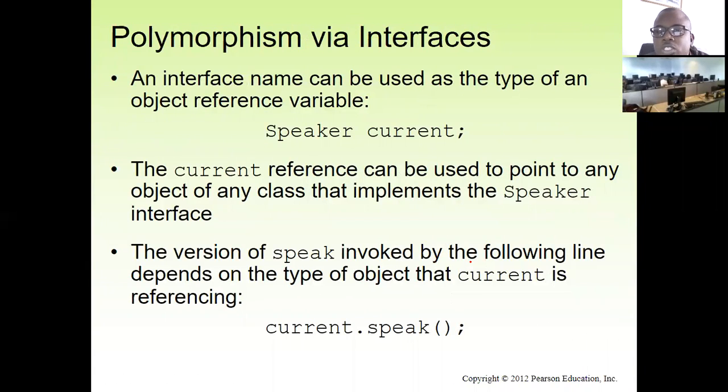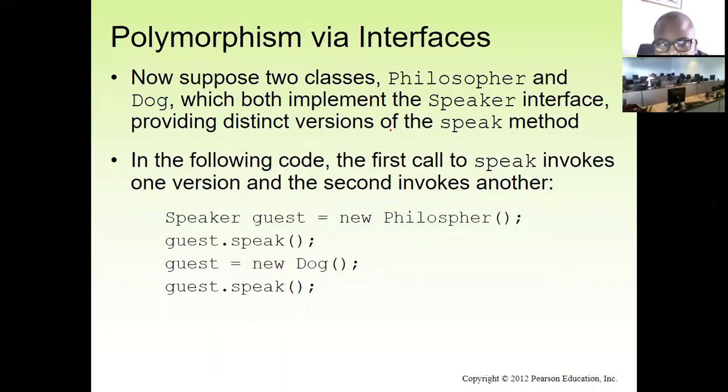Now an interface name can be used as the type of an object reference variable, but it cannot be instantiated. So we can create an object reference variable called current, which is of type Speaker. But we can't use the new keyword to instantiate current as a Speaker, okay? So the current reference can be used to point to any object of any class that implements the Speaker interface. So the version of speak invoked by the following depends on the type of the object that current is referencing. So when we say current.speak, it can be any one of the classes that implement the interface, and depending on which of those, it will run that version of the implemented speak method.